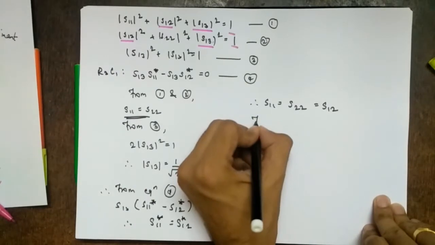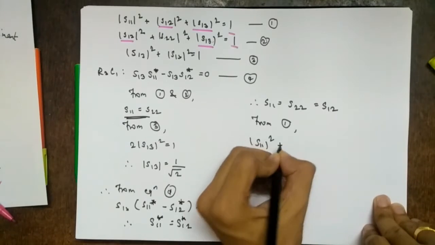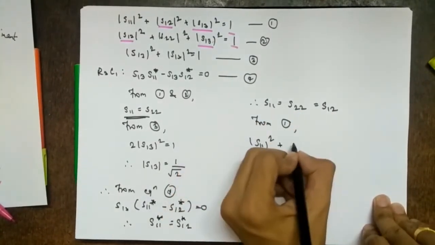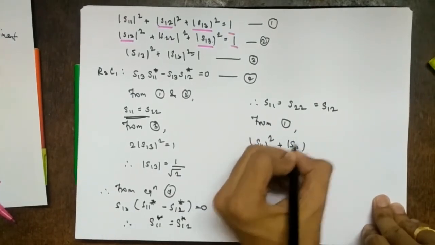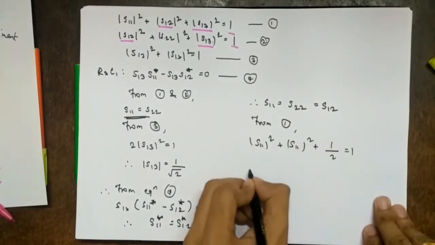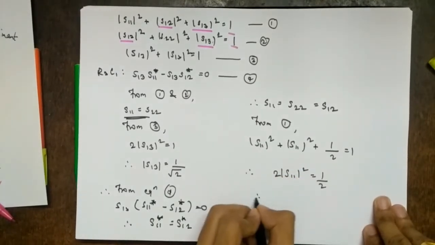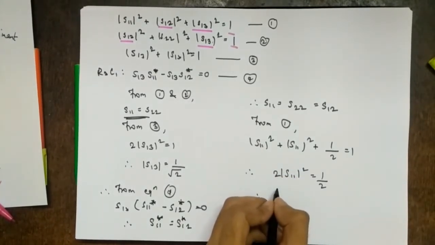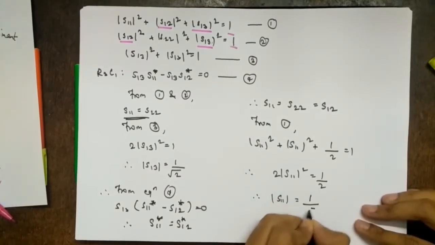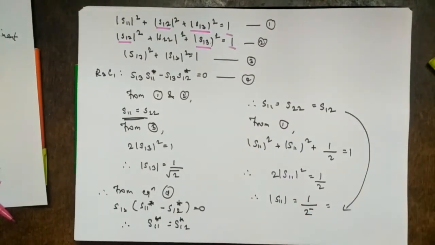Right? So from 1, S11 square plus S12 I can take as S11. Right? And S11 square, and S13 is what? 1 by root 2. So this will be 1 by 2 equal to 1. So therefore 2 S11 square equal to 1 by 2. So therefore S11 mod equal to 1 by 2. Right? And this is equal to S12 and S22.